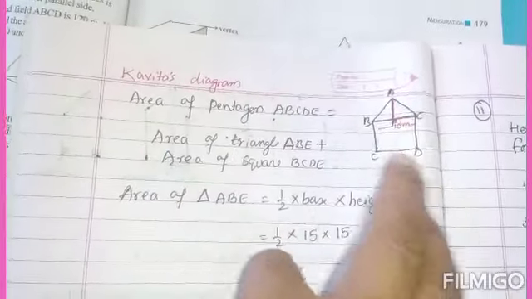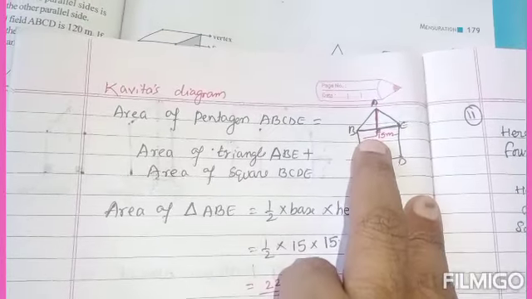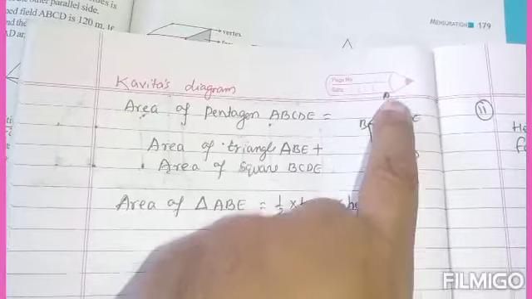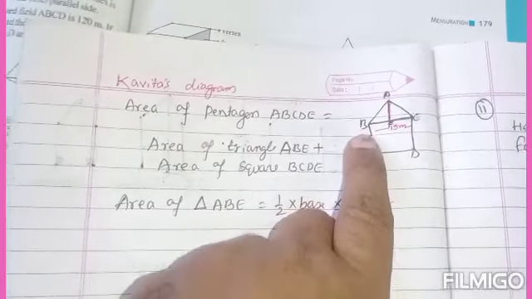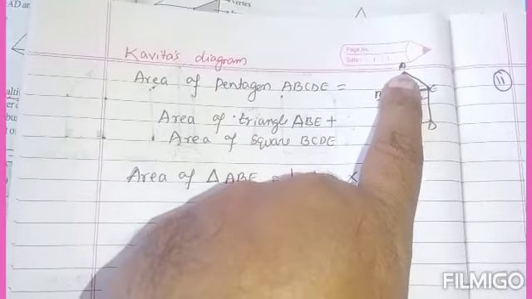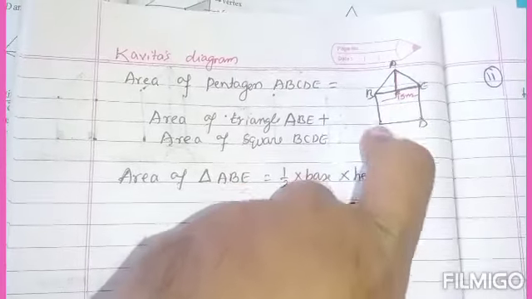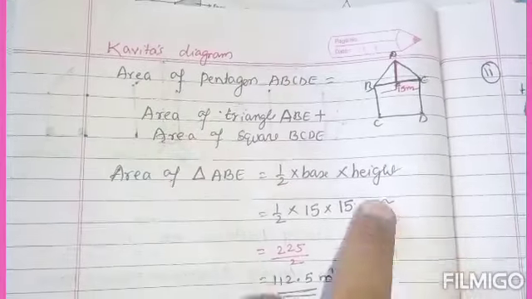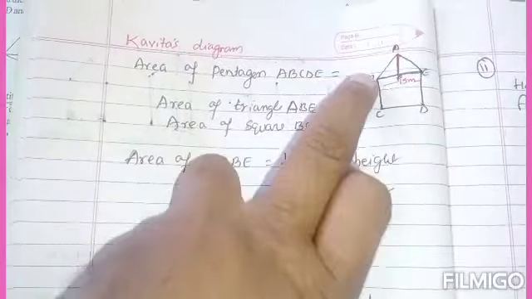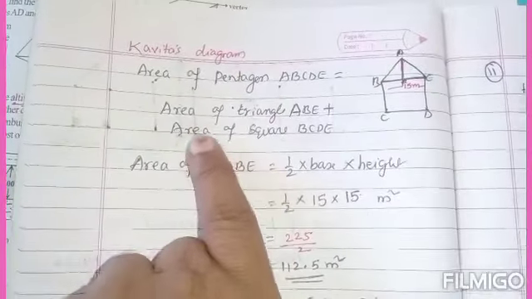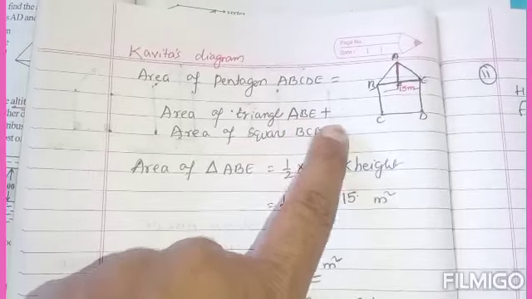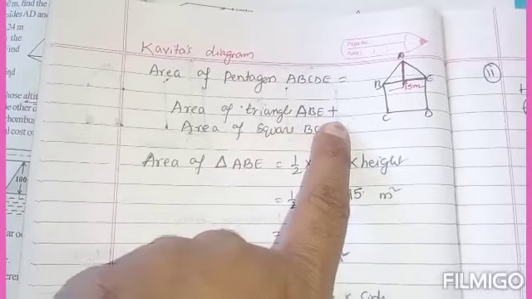Kavita's diagram, this is the figure. So this figure is made up of two figures. See, this is the triangle shape and this is the square shape. If we find the area of triangle and area of square and sum these two areas, ultimately you will get the area of pentagon. So area of pentagon ABCDE, here a combination of two figures: area of triangle ABE plus area of square BCDE.